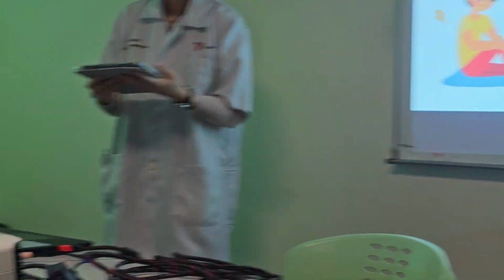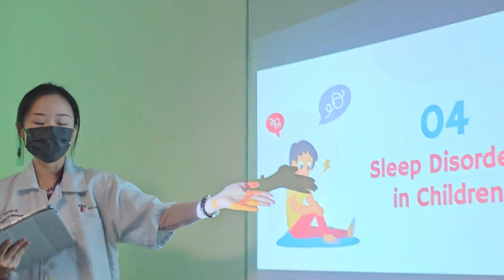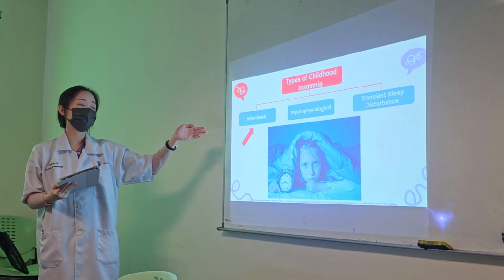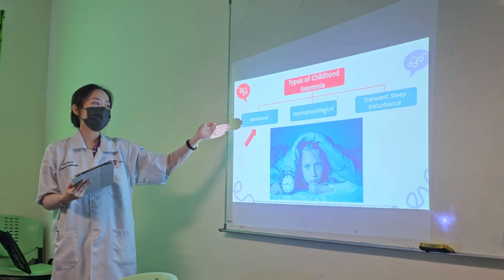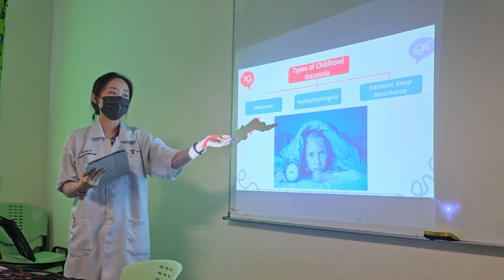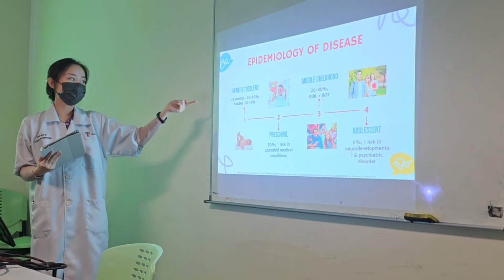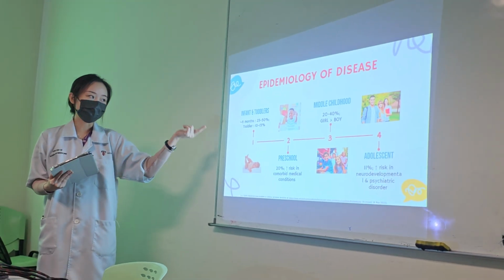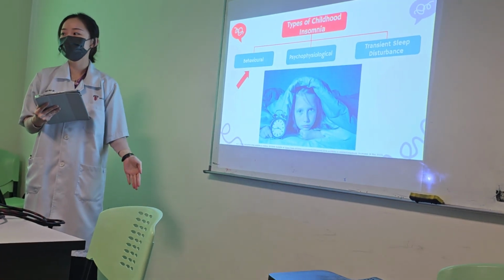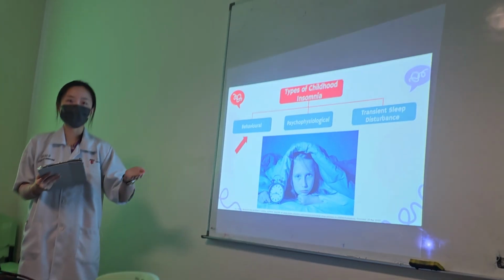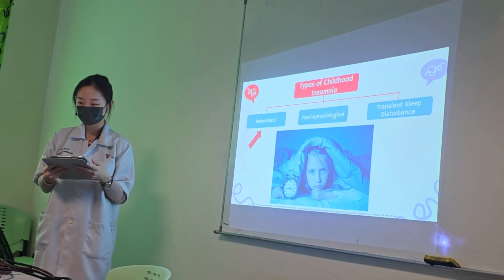Good morning, doctors. Today we are going to talk about sleep disorder in children, also known as childhood insomnia. Childhood insomnia can be divided into three types: behavioral insomnia, psychophysiological insomnia, and transient sleep disturbance. But the focus of today will be behavioral insomnia, which is most commonly seen in young children aged 0 to 9 but may persist into middle childhood and beyond.